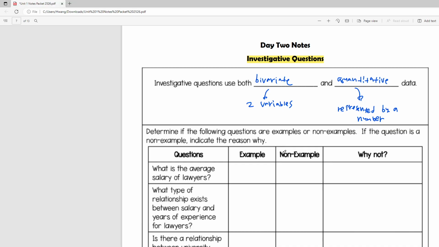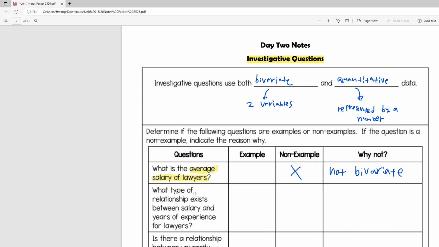Now, we have four questions, and we want to determine if those four questions are examples of an investigative question or not an example. And if not, we want to write down the reason why. The first question is, what is the average salary of lawyers? This is not an example, because you only have one variable. So it is not bivariate. There's only one variable, which is the average salary of lawyers. We need at least two variables.